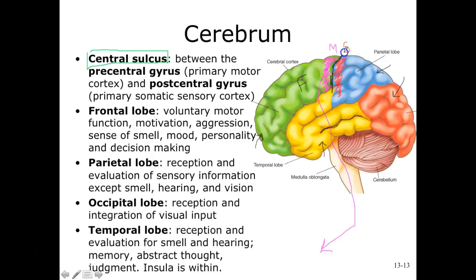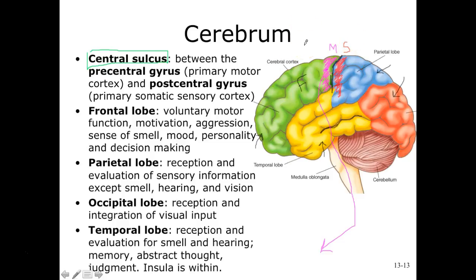So the way you can remember this is the motor always goes in the front of the car. So it's part of the frontal lobe. It is the pre-central gyrus, meaning in front, and sensory is in the back. Or you could remember alphabetical order. M comes before S. Now let's talk a little bit about these lobes.